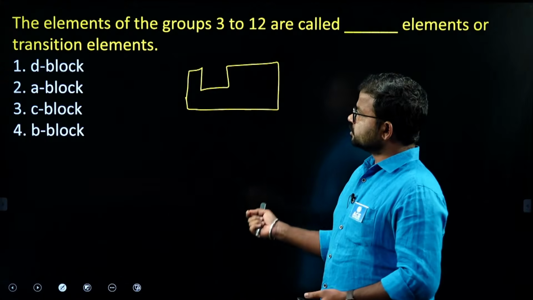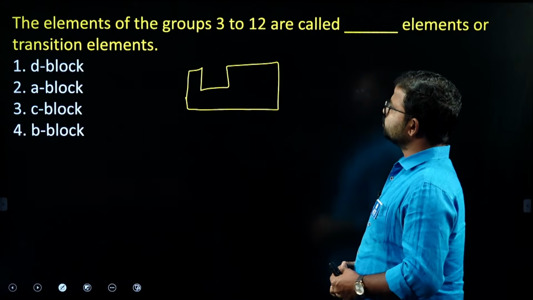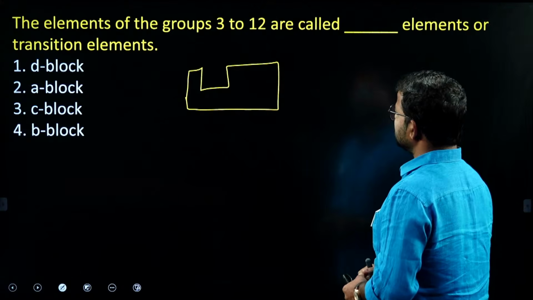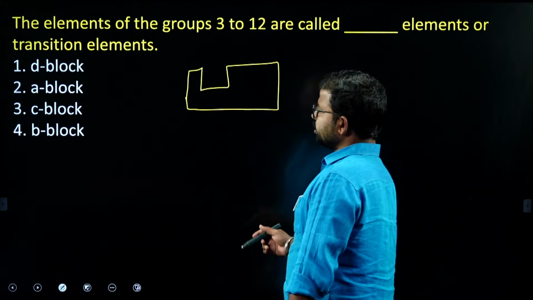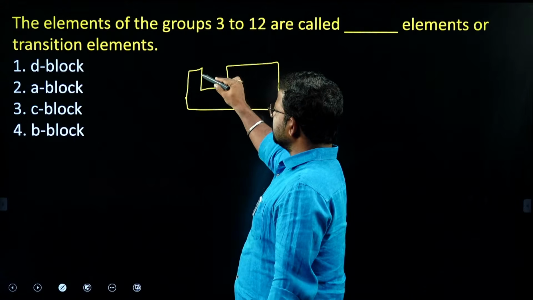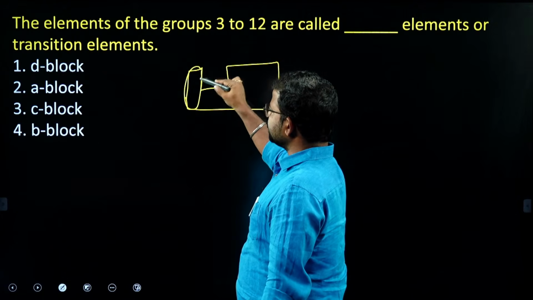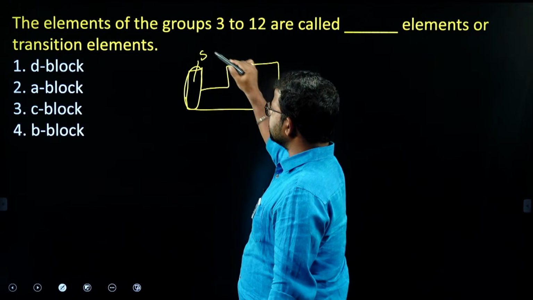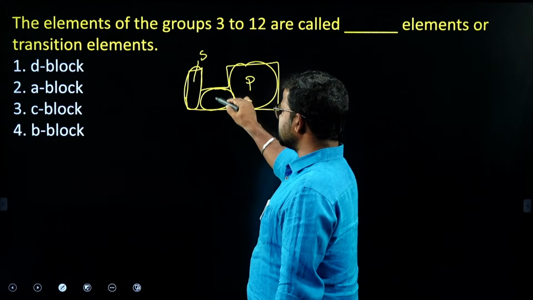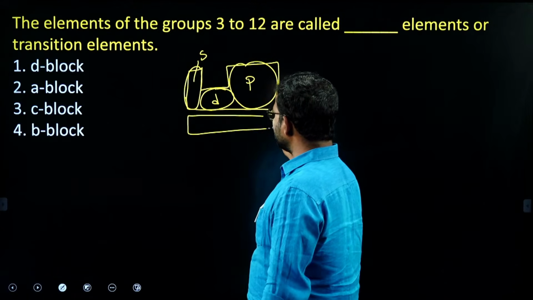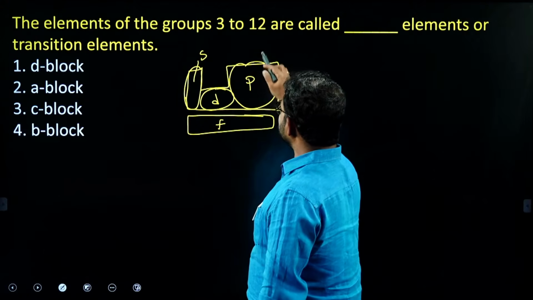Next, the elements of groups 3 to 12 are called dash elements, or transition elements. So here it is in the periodic table, looking like this orientation. These elements are called S block. These are considered P block. Next, these are treated as D block, and here we have some more elements. Those are F block.